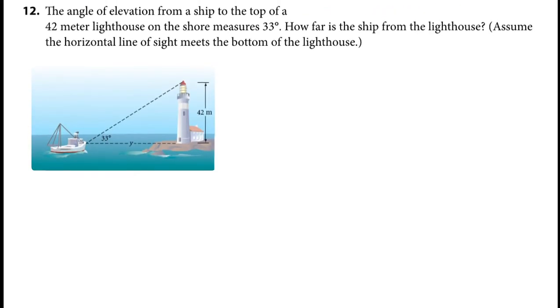All right, so the angle of elevation from a ship to the top of a 42-meter lighthouse on the shore is 33 degrees. How far is the ship? Okay, and assume it's level. So this is just straightforward. We have an opposite, we have adjacent. Height is always measured with a right angle. So we have tangent of 33 is equal to opposite side, 42, over adjacent side, y.